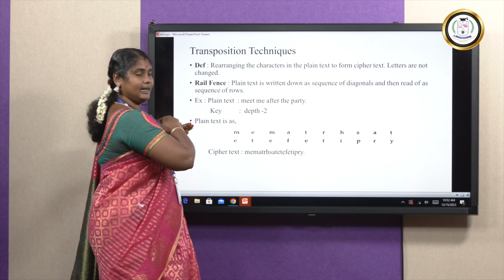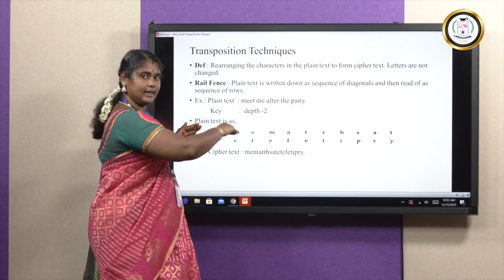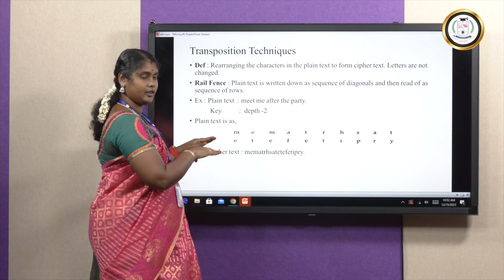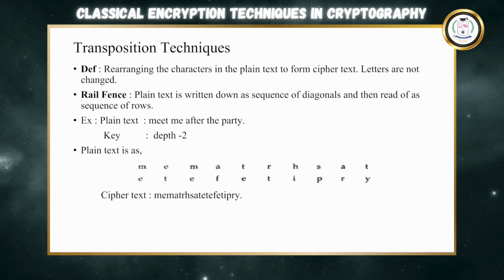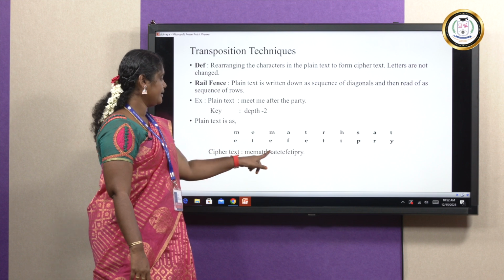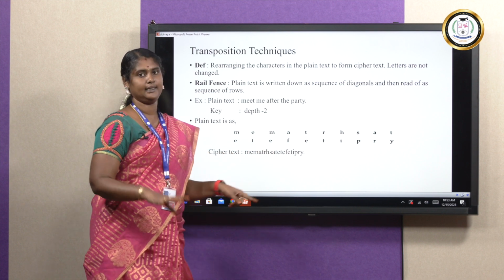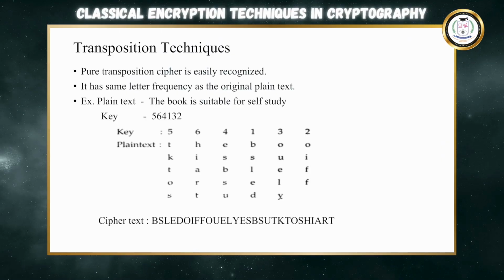First you need to write the first line, whatever letters you are having. Next we need to come to the second line, then write whatever letters we are having. So that's M-E-M-A-T-R-H-S-A-T. Then the second line we are having E-T-E-F-E-T. So like that it is going on. So we'll see the next model.